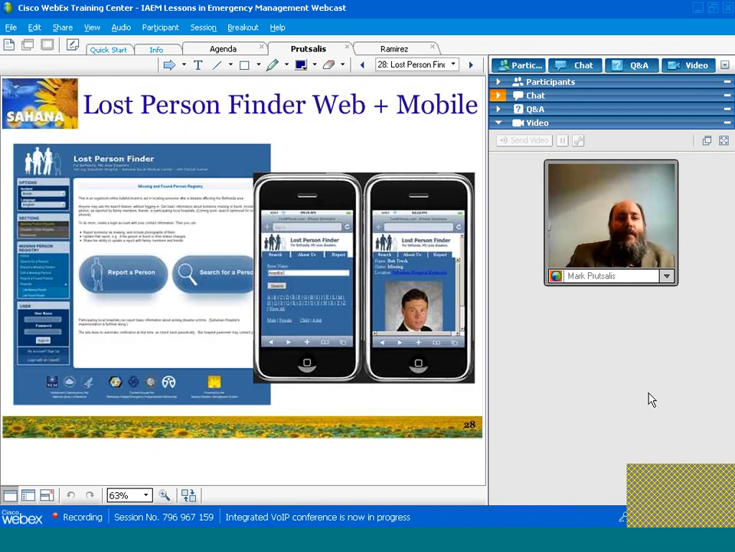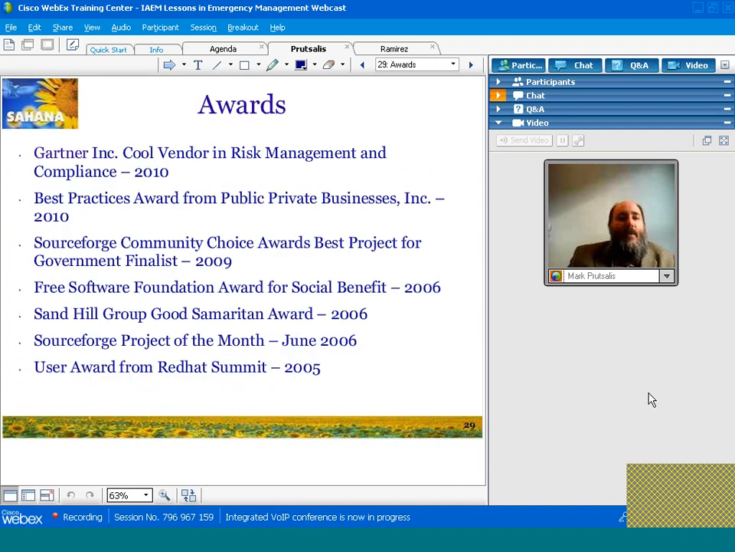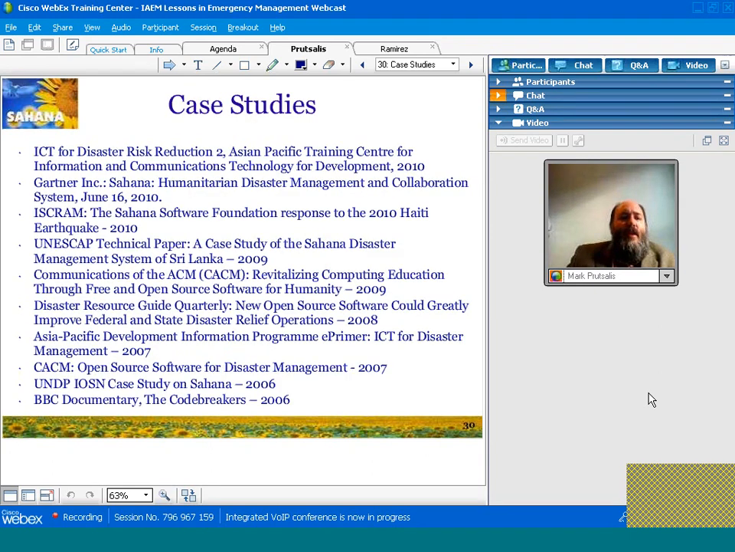Sahana software has been recognized by a number of awards, which is always nice, including Gartner. Last year, we were named the Blue Vendor in Risk Management and Compliance for our capabilities of helping organizations respond to disasters that impact them. There have also been a number of case studies written up on the effectiveness of open source software, and Sahana in particular, in responding to disasters. They're listed here, and that list is available in the slides I think that IAM is making available and on our wiki.